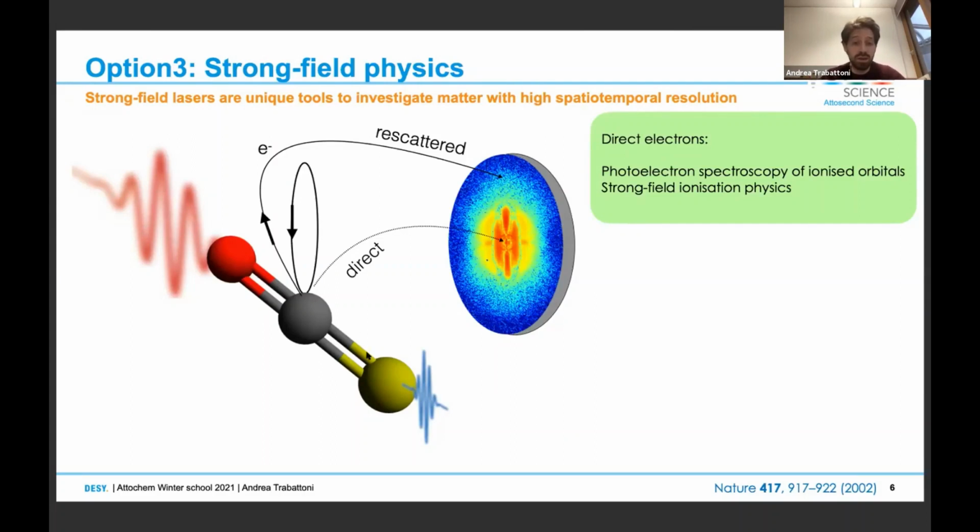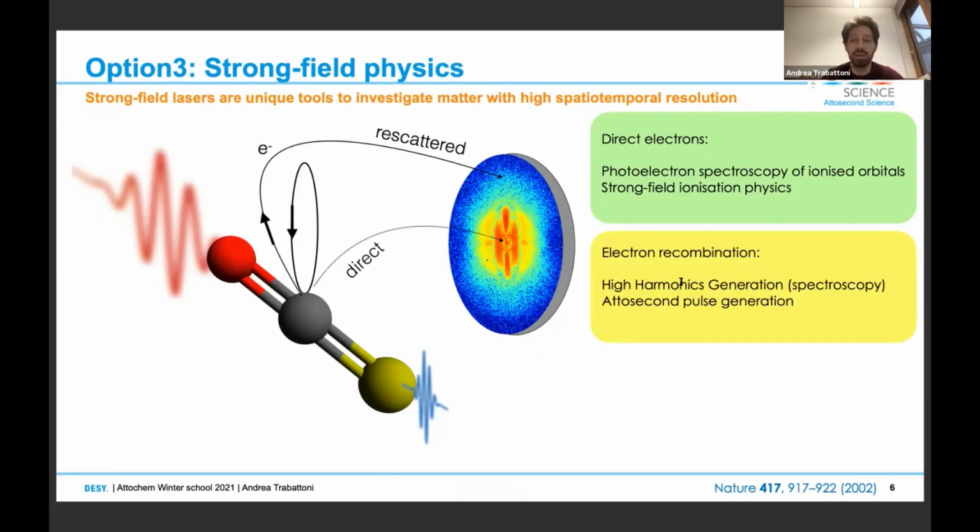But we also learned that, of course, a portion of the electron wave packet can be trapped by the electric field and redirected onto the parent ion. And through recombination, we can have the generation of high harmonics, which are another powerful spectroscopic method to investigate the electron wave function, especially of the parent ion. But you can also, of course, generate attosecond pulses that are key to do spectroscopy with sub-femtosecond resolution.